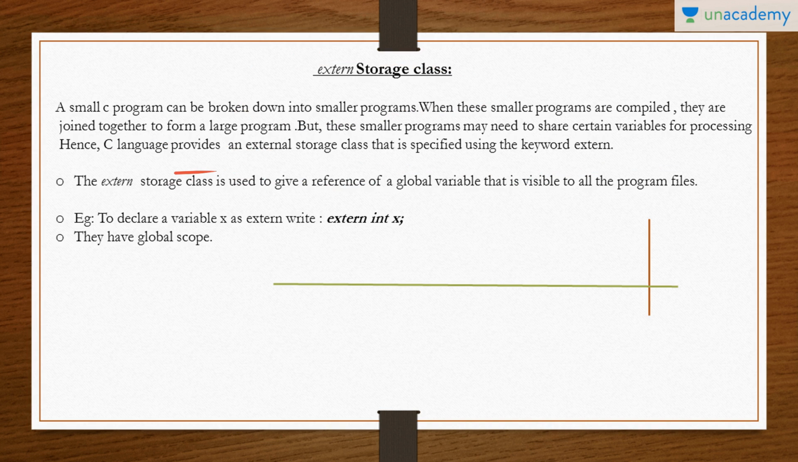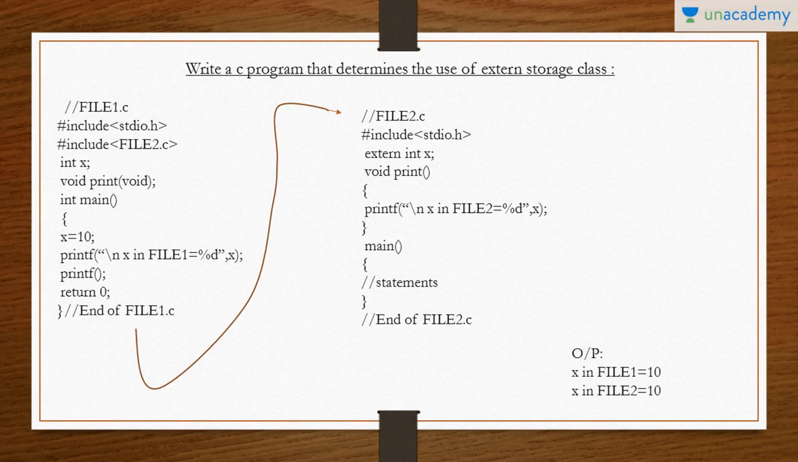So the external storage class is used to give the reference of a global variable that is visible to all program files. I told you simply that there are local and global declarations, but here it is global for extern. Remember, I repeat, for the external storage class we specify the global declaration. To declare a variable x as extern, write extern int x. So they have a global scope, meaning in the whole program.